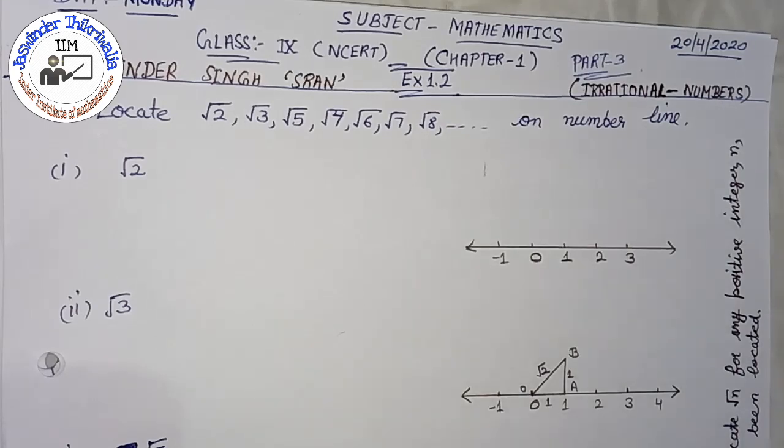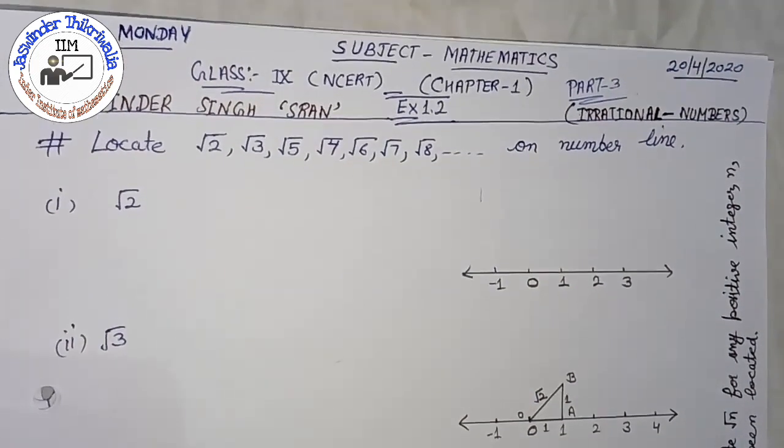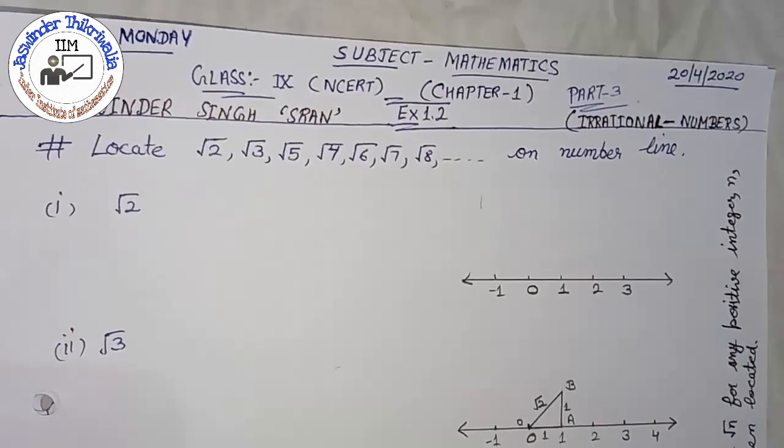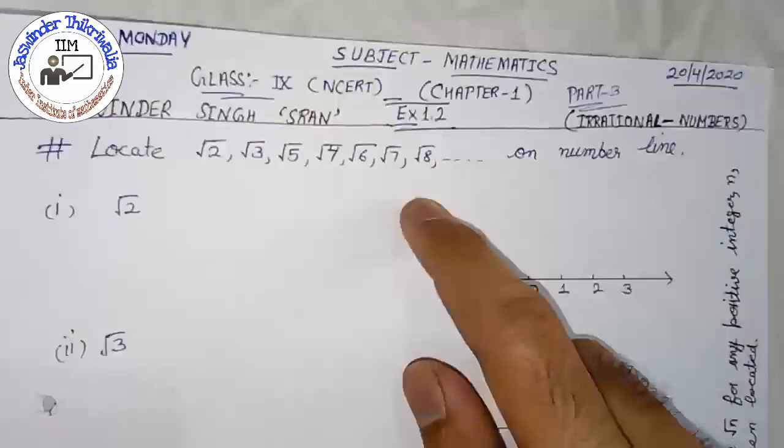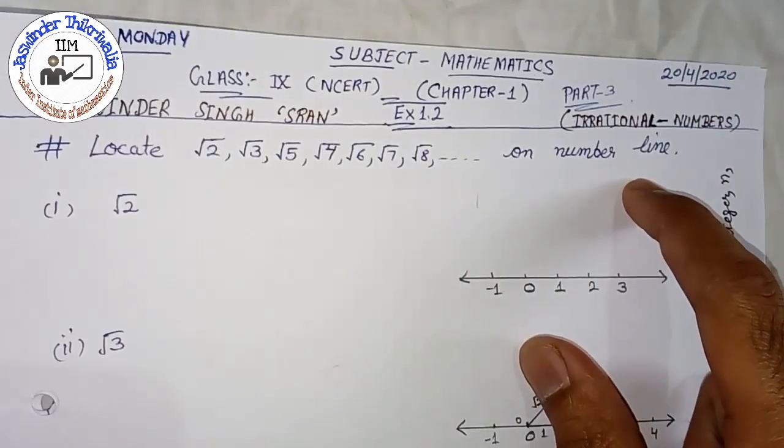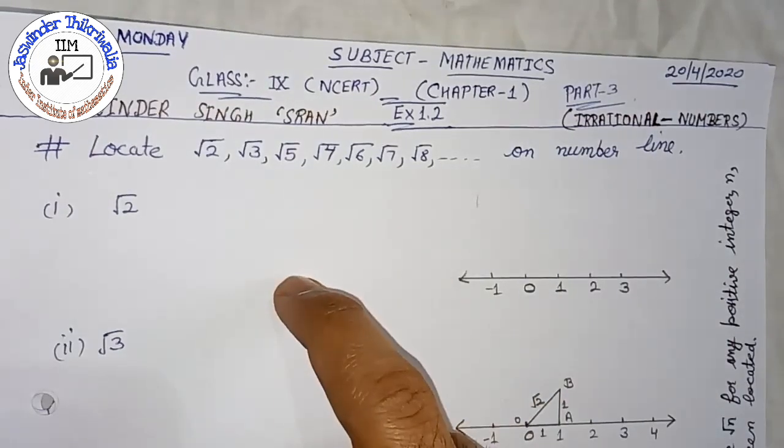I am Jaswinder Singh Misra, once again in front of you with a very interesting topic of class 9th NCERT chapter 1, few examples of exercise 1.18 and its question. As per my promise, I told you that in the next video I will tell you how we can locate irrational numbers on the number line. So we will discuss a few examples of irrational numbers.